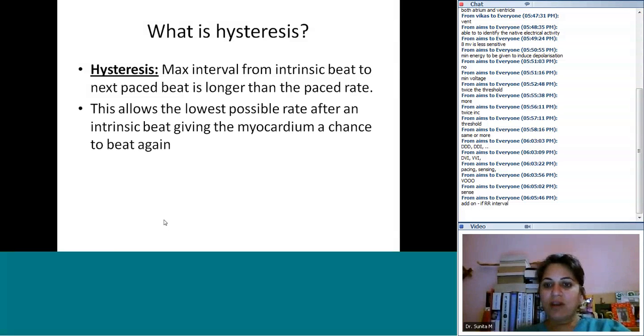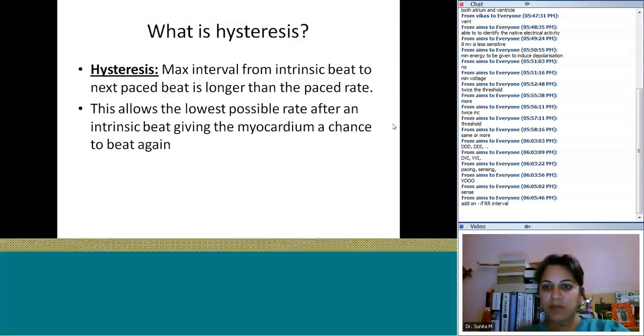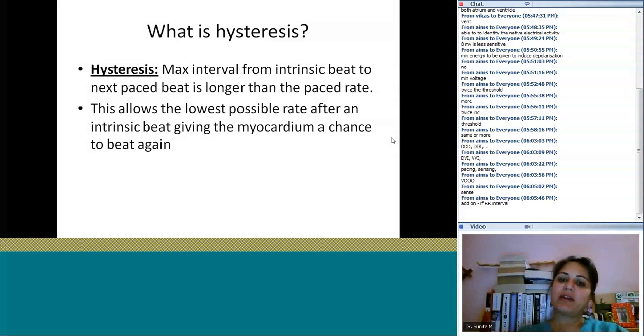So you are allowing the maximum possible time. You're giving the myocardium a chance to beat again. What you're essentially allowing is recovery. Let's say the myocardium is trying to produce its own beat, and every time it's trying, the pacemaker is inhibiting it by firing at its own time. So in hysteresis you're allowing the lowest possible rate after an intrinsic beat. You're telling the myocardium, I'm giving you a chance, beat again.